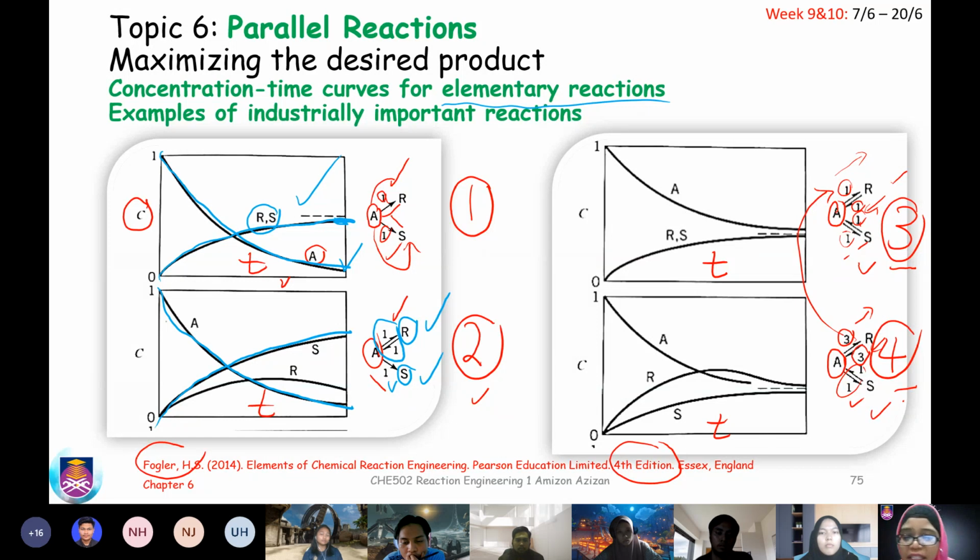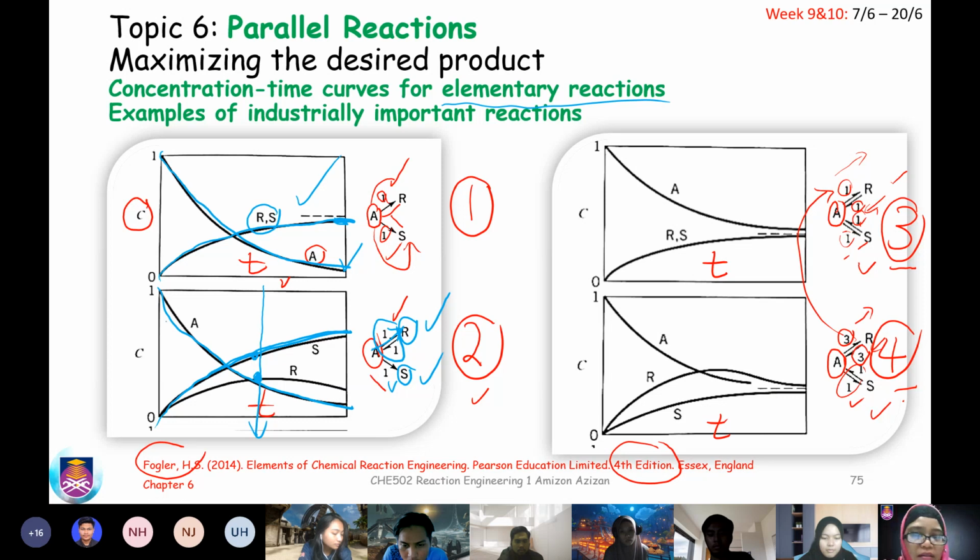Logically, since it is reversible, sometimes it goes to the right and produces R, then suddenly it goes to the left and does not produce R. So logically, due to that, the R concentration is lower than the S. Let's say there is a time, the R concentration is lower than the S. The S, once you have A, just produces S. Through time, it increases.